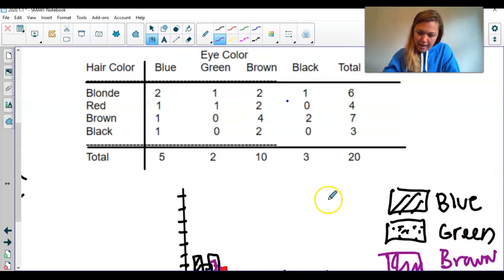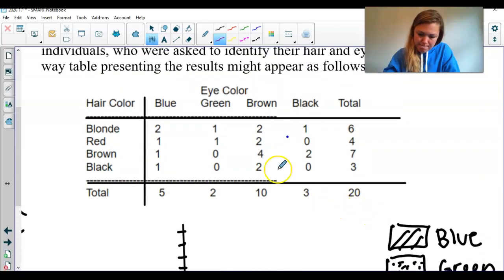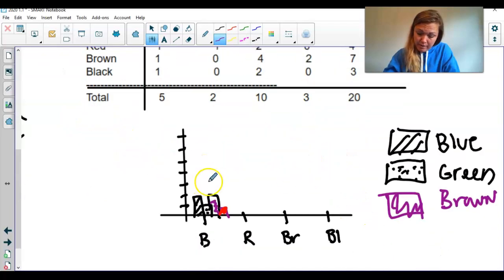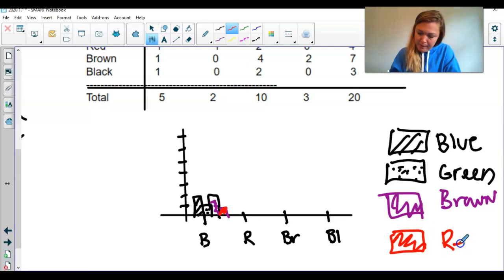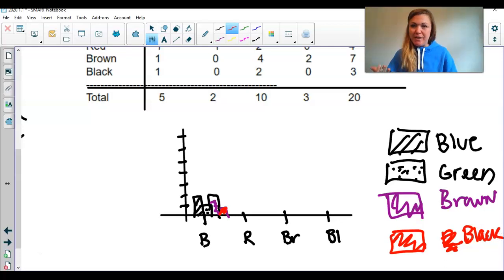Okay. And then the black was actually red. So the red represented people with black eyes. Okay, so hopefully I want you to ask yourself now, could I continue this up? Could I keep going with this? If you're not certain, I would suggest try it.